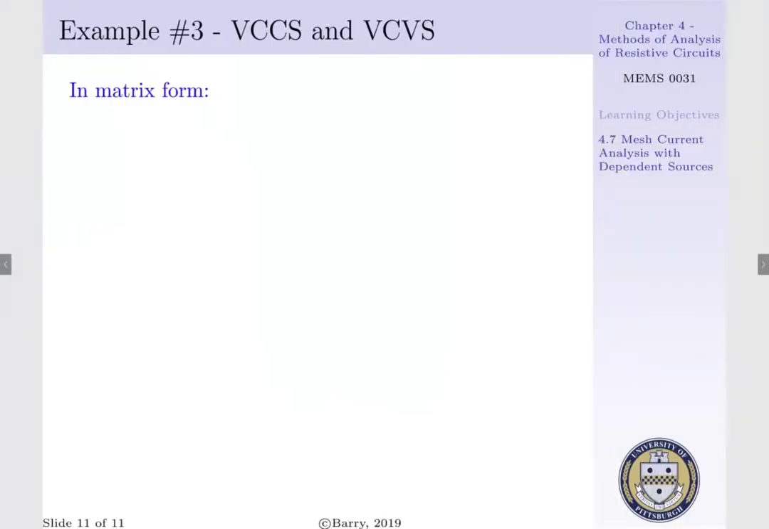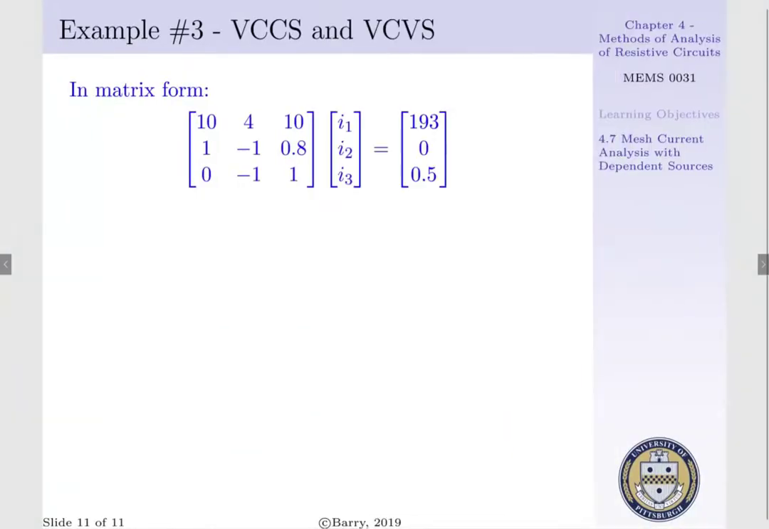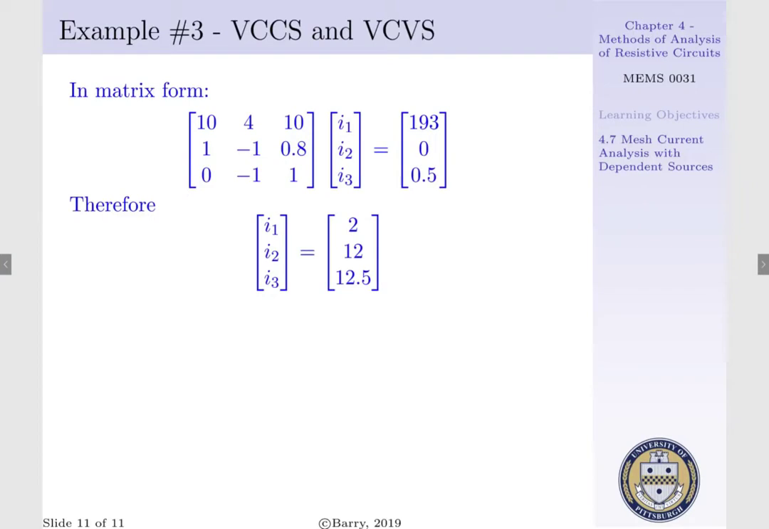If we put this in matrix form, we have the following. From our KVL equation, we have 10I1 plus 4I2 plus 10I3 is equal to 193. From our VCCS, we had 1I1 minus 1I2 plus 0.8 I3 is equal to 0. And from our independent current source equation, we had minus 1I2 plus 1I3 is equal to 0.5. Therefore, I1 is equal to 2 amps, I2 is equal to 12 amps, and I3 is equal to 12.5 amps.